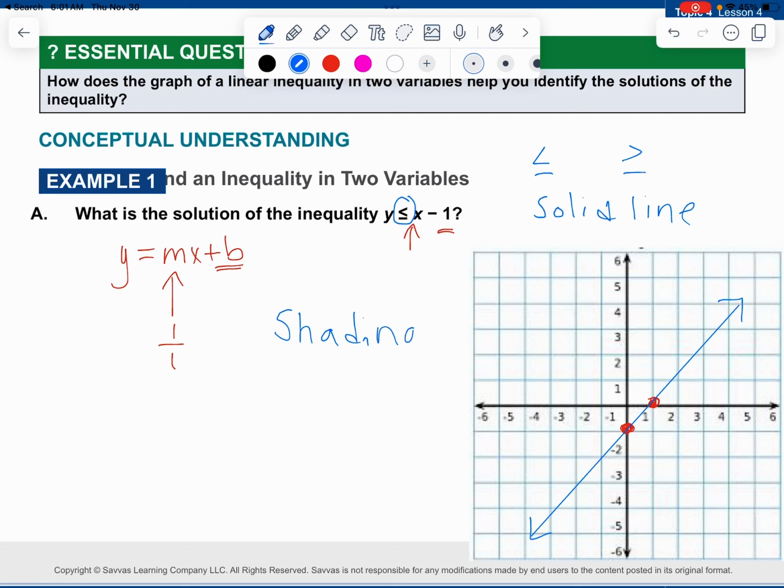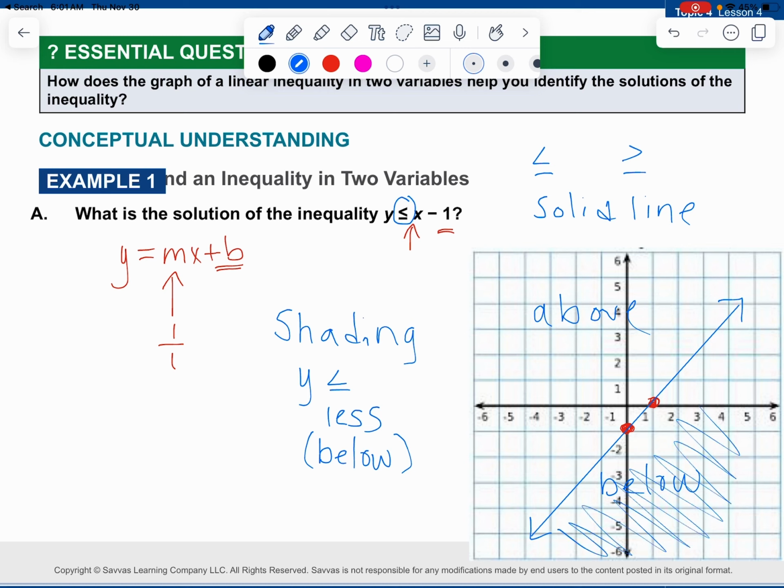So as far as the shading is concerned, you're going to read the inequality as it relates to the variable y. So it's saying that y is less than or equal to. So if it's less than or equal to, you're going to shade below the line. So this is above. And of course, this is below. So we shade down here, and that's where all of our solutions are for this inequality.